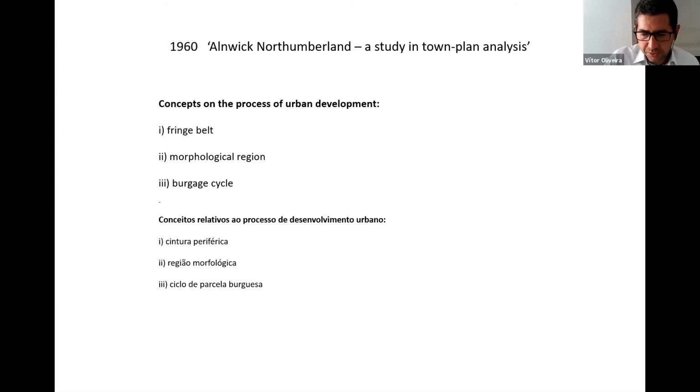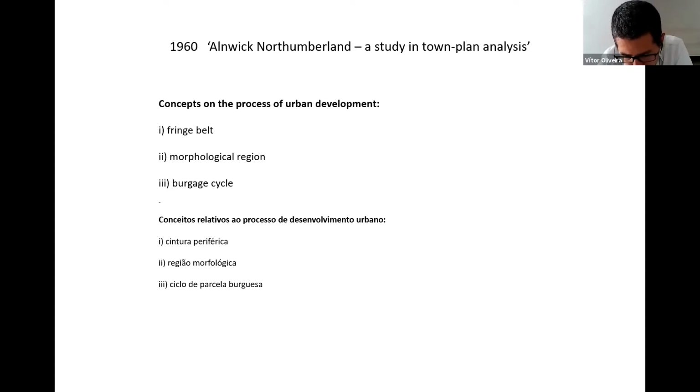Conzen has also developed a number of concepts to understand how time influences urban form. I'm not going to address many of these concepts on the process of urban development, but I would like to refer to these three because of their importance within the historical geographical approach. And these are Fringe Belt, Morphological region, and burgage cycle.